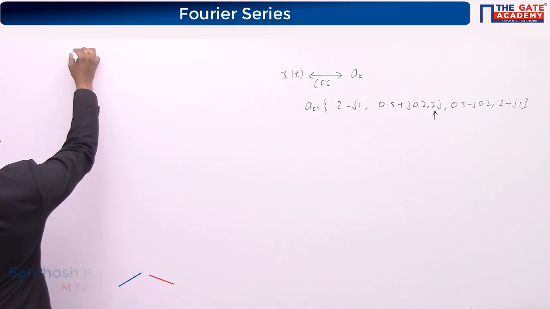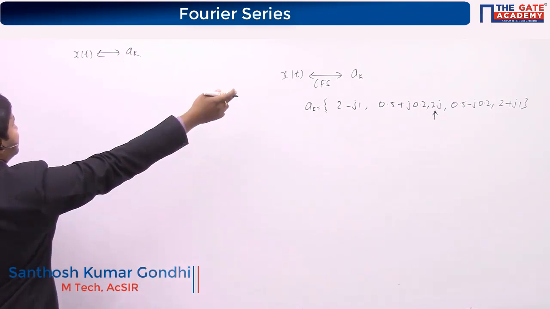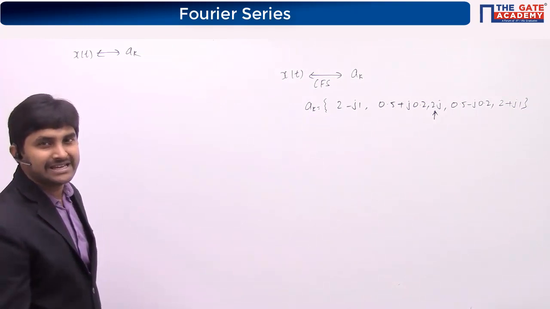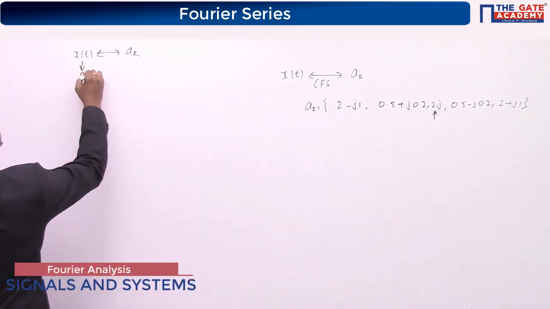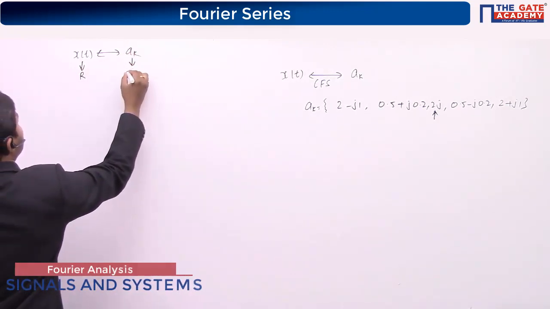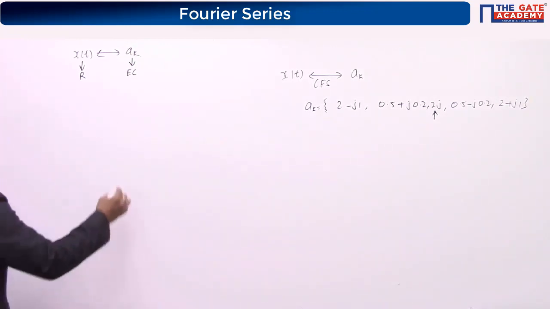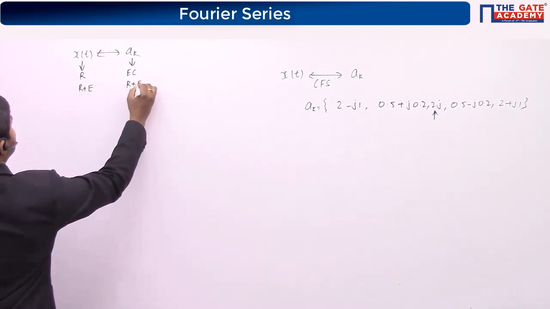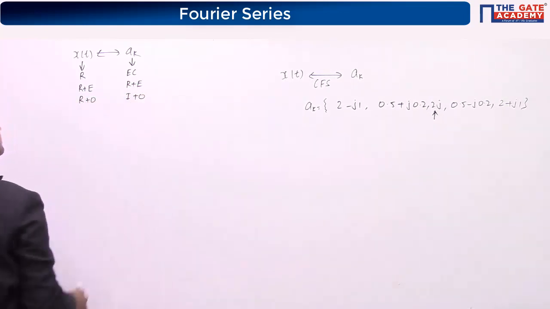Whenever you have a Fourier series coefficient, I'm talking about the complex Fourier series coefficient, here represented as AK. Generally we represent it as CK, but here it is given as AK. Whenever the signal x of t is real, we found the nature of AK to be even conjugate. So if it is real plus even, here also we have seen real plus even. If it is real plus odd, here we have seen it to be imaginary plus odd.